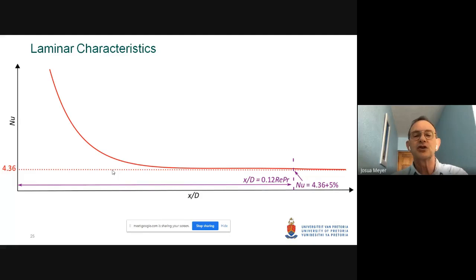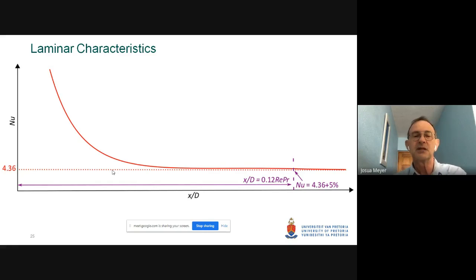So what we should actually teach, or what we do teach our students, if you look at the Nusselt number as a function of the tube length, is that the red line shows how the Nusselt number should change from very large at the inlet up to a value of 4.36, and the distance would be 0.05. Now, I already showed you this distance of 0.05 should be 0.12. So that is what happens.